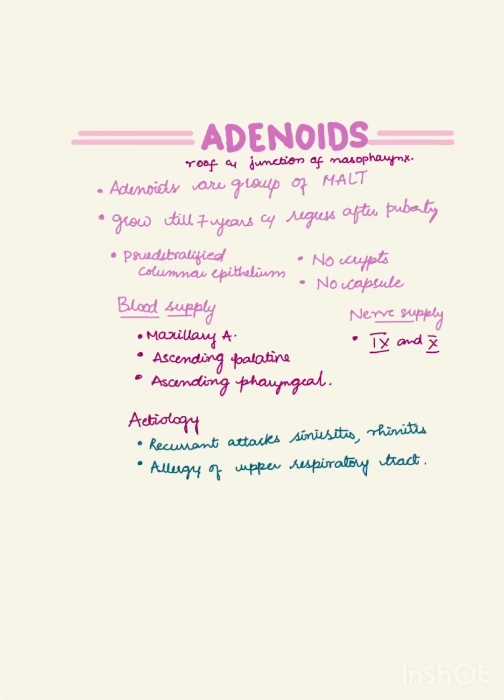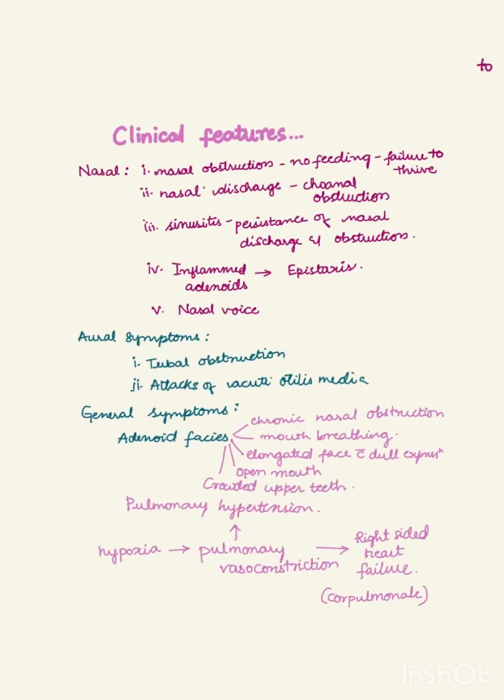Why does adenoid hypertrophy occur? It occurs due to recurrent attacks of sinusitis and rhinitis, also due to allergy of the upper respiratory tract.